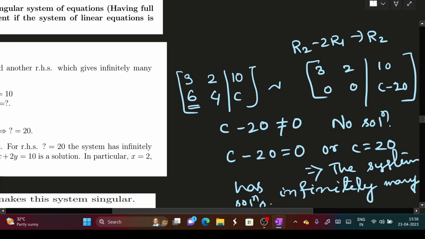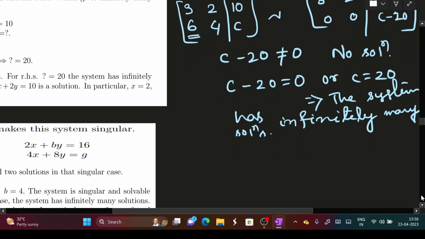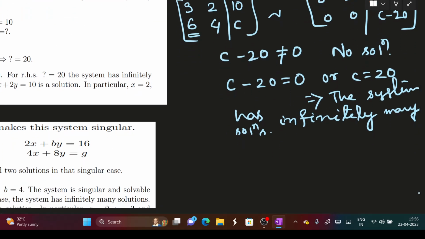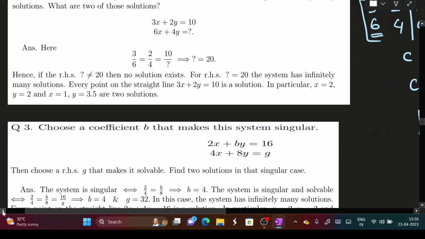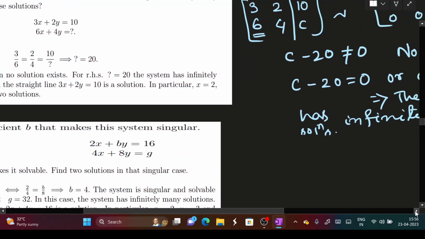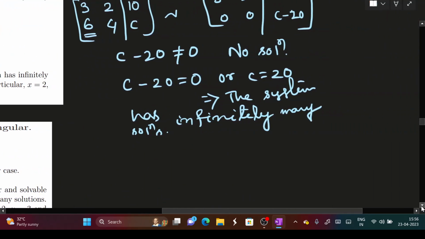Okay, so this is all about this question. Next question, the second part of the question: find a solution for x equal to 2. Now, what are two solutions of those two equations? So, when C is equal to 20, the system of equations is a singular system of equations.